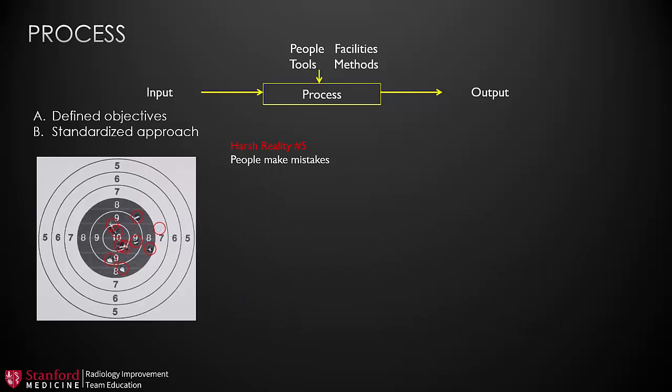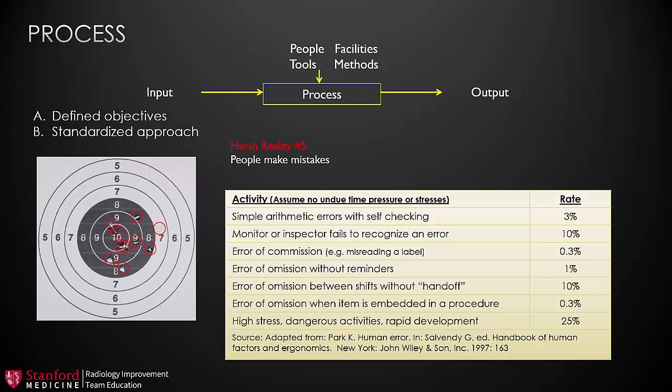And finally, harsh reality number 5 is that people make mistakes. In fact, they tend to make mistakes on a relatively frequent and predictable basis. For example, on average, in real-world conditions, people tend to make simple arithmetic errors 3% of the time, even with self-checking. A monitor or inspector will fail to recognize an error 10% of the time.